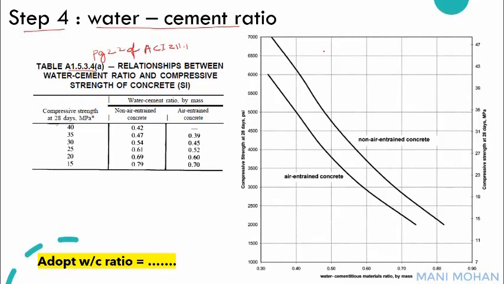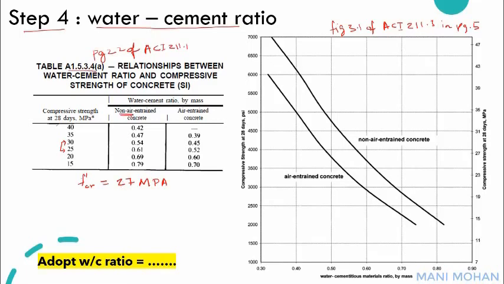We can obtain the water cement ratio also from figure 3.1 of ACI code 211.3 in page number 5. In our case, the target compressive strength f'cr is 27 megapascal, which is going to lie between 25 and 30. So we need to do the interpolation in order to determine what would be the water cement ratio.